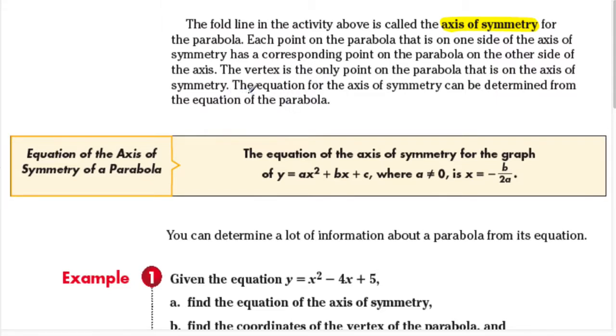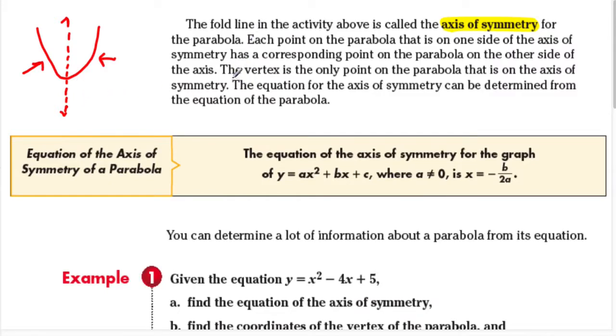The axis of symmetry is simply the line that divides your parabola into two identical or equal parts. If this is your parabola, for example, and this is your axis of symmetry, what it's saying is that whatever is on this side of the parabola corresponds to that side. If this were a piece of paper and I folded it, my parabola would fall on top of itself. The left side will fall exactly on top of the right side. That's what it's saying here.